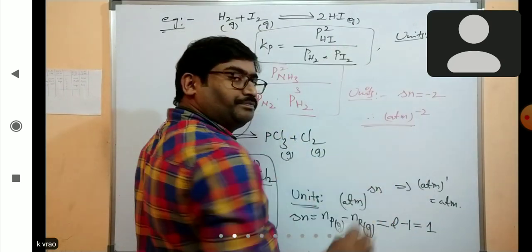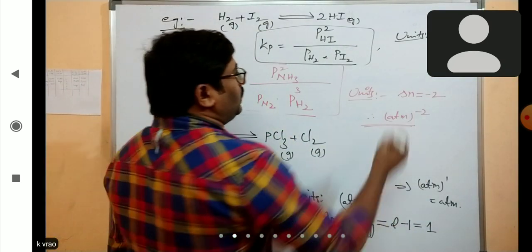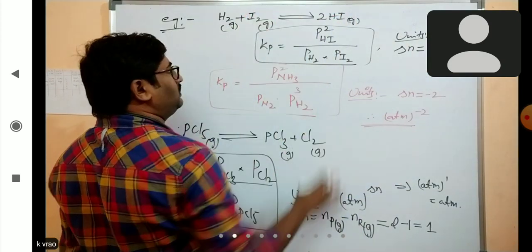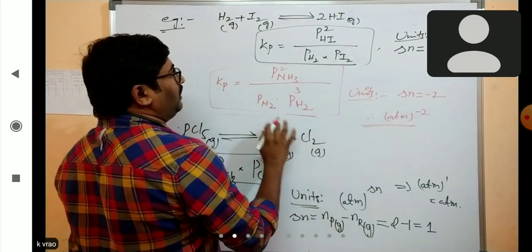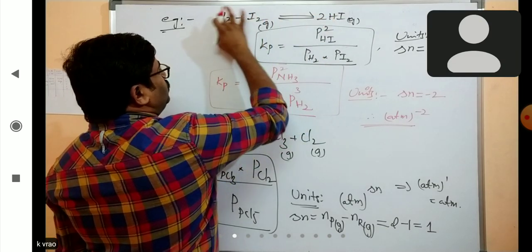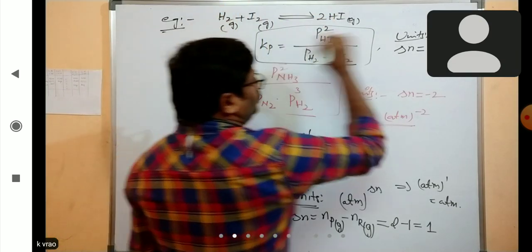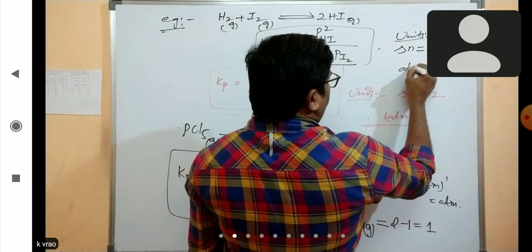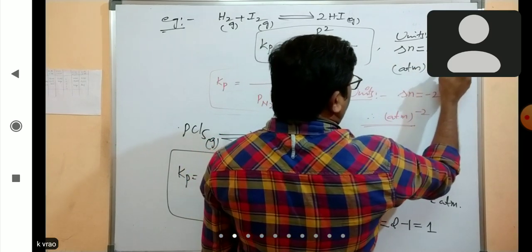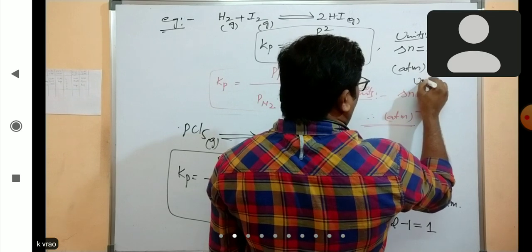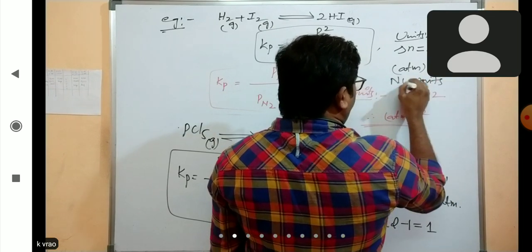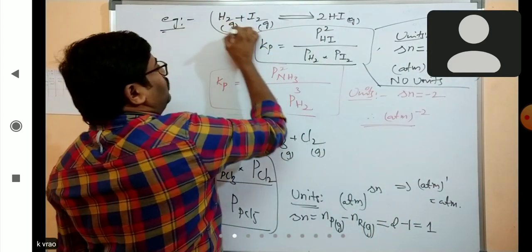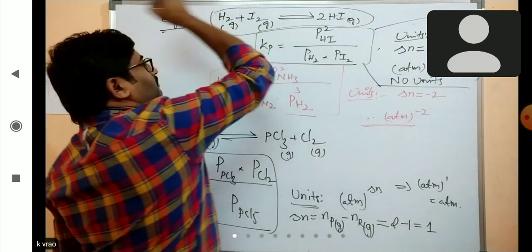Units: delta n is equal to products minus reactants moles which are present in a gas state. 2 minus 2, here 1 plus 1, 2. 2 minus 2 is equal to 0. That is atmosphere power 0, that is equal to 1. So therefore no units for this equation.